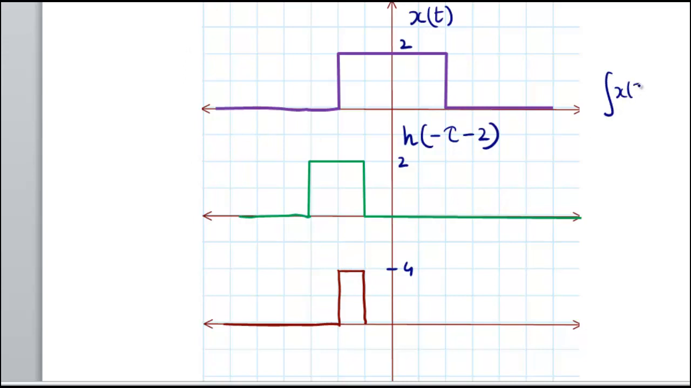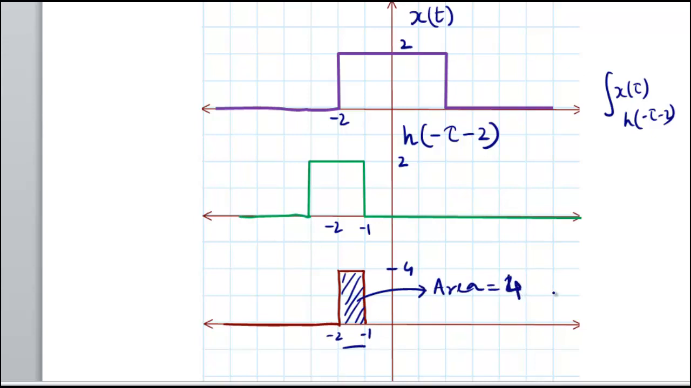And then if I am trying to find out the integral of x of tau multiplied with h of minus tau minus 2, this is the multiplication factor, and taking the integration means I am trying to find out the area. Now this signal has moved from minus 2 to minus 1, so the width is 1, the height is 4, so the area is 4 into 1, which is equal to 4. So the value is going to be 4, isn't it?